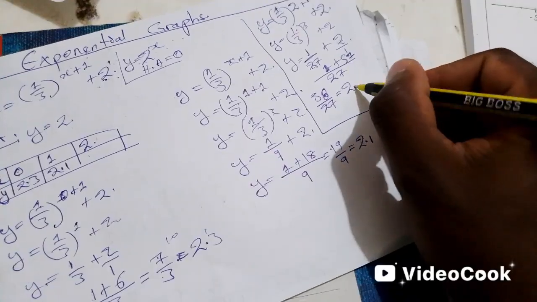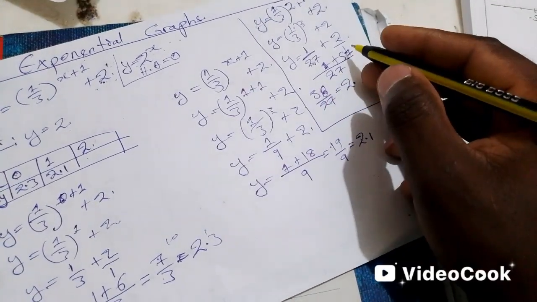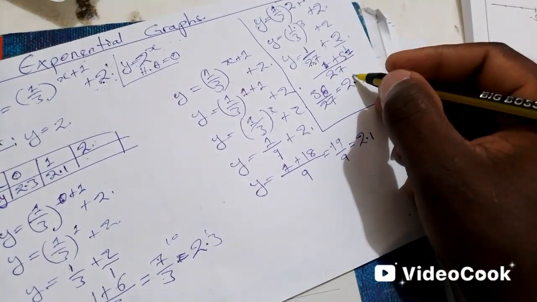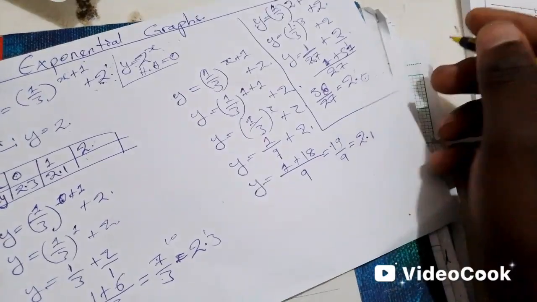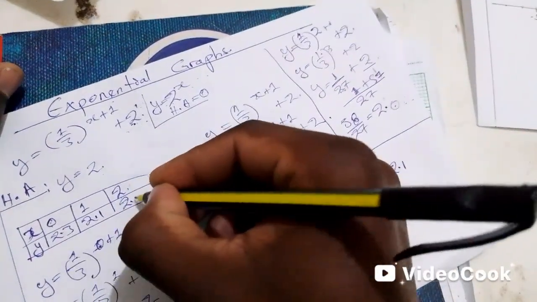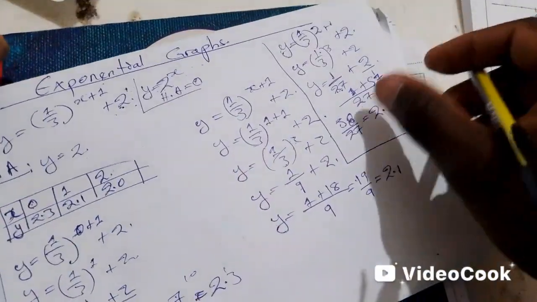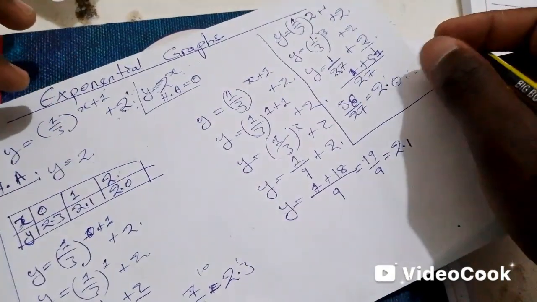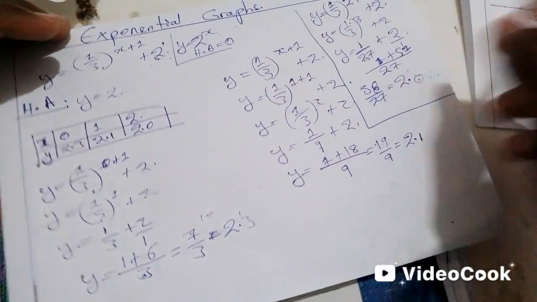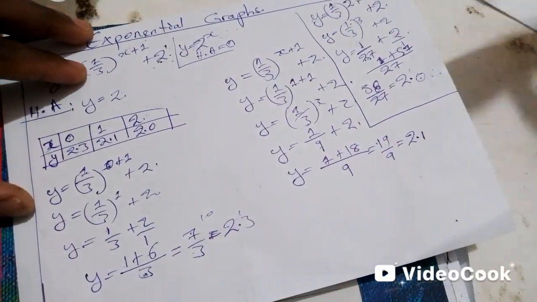So this is going to be 2.1 again, which is going to be 2.00 something. Since we're not using a calculator, let's end it there. Okay, so to the graph. Let's go to the graph now.